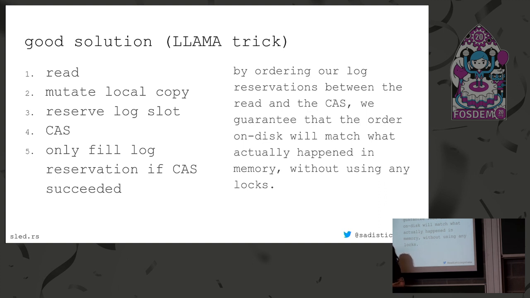Later on, when we know if our compare and swap failed or succeeded, if it failed, we basically can fill that conditional log reservation in with zeros. But if our compare and swap succeeded, it means that the log reservation also happened at a point that is linearizable. And at that point, we can actually fill in the mutation on disk such that it matches the order in memory. So even though we don't have any locks, we're still able to have things lined up. This is a really interesting technique that you can use for linearizing all kinds of things without locks. You have some conditional slot that gets taken out between the read and the operation that's actually installing a new version. If that operation succeeds, you do the conditional thing.